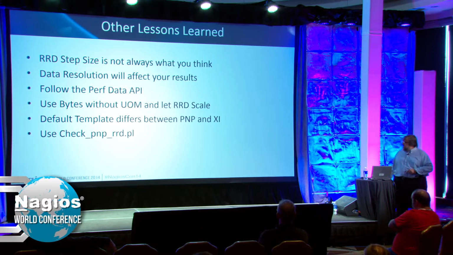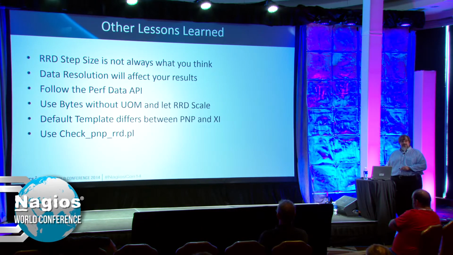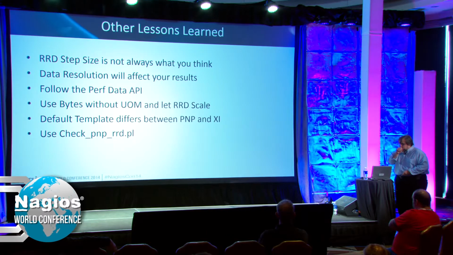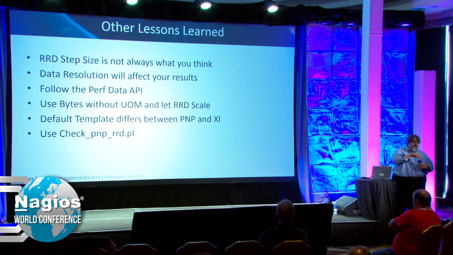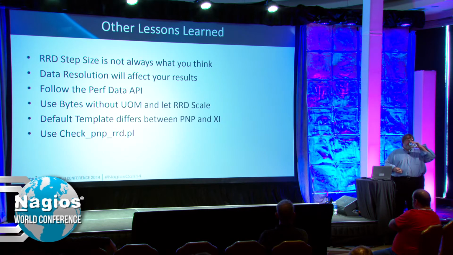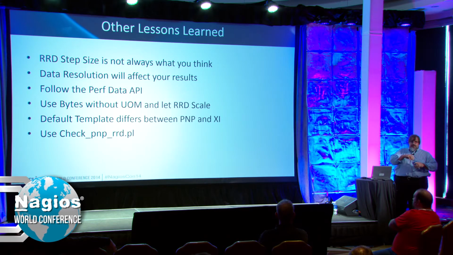I mentioned the default templates. One other final thing here. I don't know how many times you've gone to look and all of a sudden your charts are all NaNs because something changed. There's a check right there in XI or in PNP, called check PNP RRD, which will tell you when your data is not being recorded. I'd make it a standard check if I were you, if you're using PNP or XI.